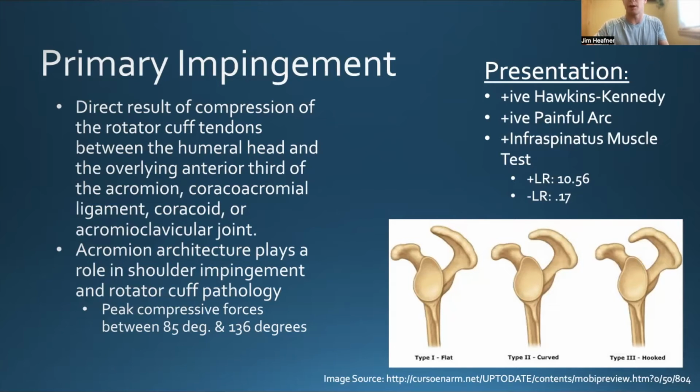So someone can have primary impingement, but that could be due to a rotator cuff issue, or it could be due to some underlying instability. There's a picture here of the 3 different types of acromions, and types 2 and 3 are more likely to have impingement. You can imagine if you have a hooked shape of the acromion, then as you try to raise your arm up, you're going to be hitting that undersurface, or there's less space available in the subacromial space.